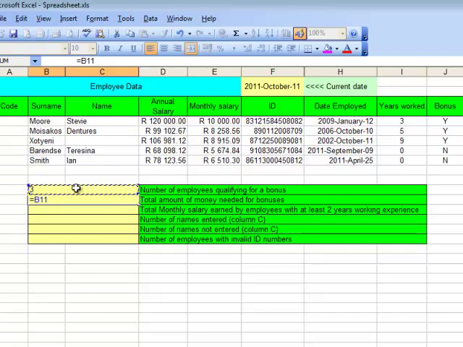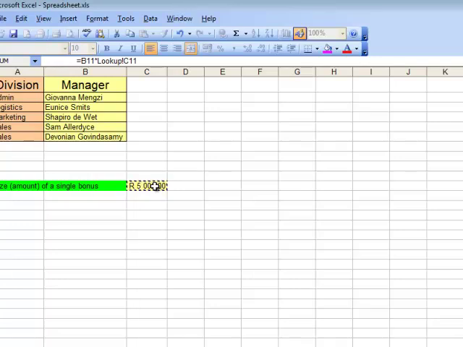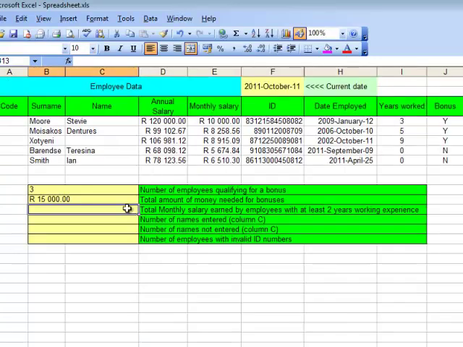Don't type in a 3, because if my data changes, then my answer is not going to be right. And multiply it by, go and click on the cell in the lookup worksheet, the 5,000, press enter, and there's my answer, 15,000. Okay, the next one, total monthly salary earned by employees with at least 2 years working experience.